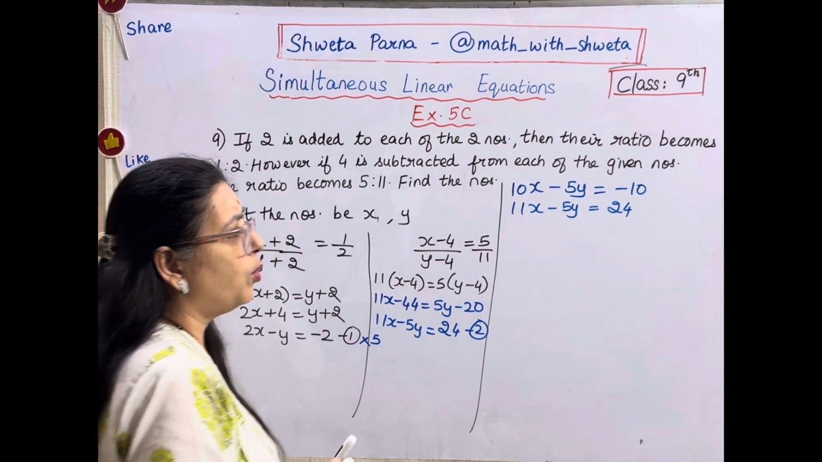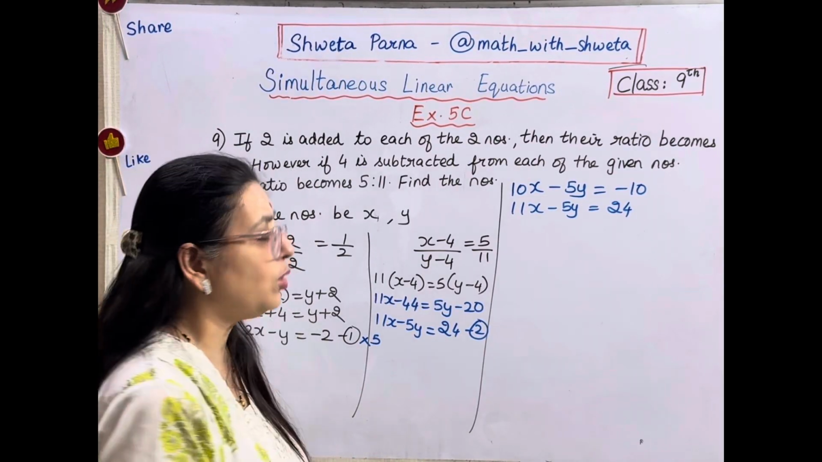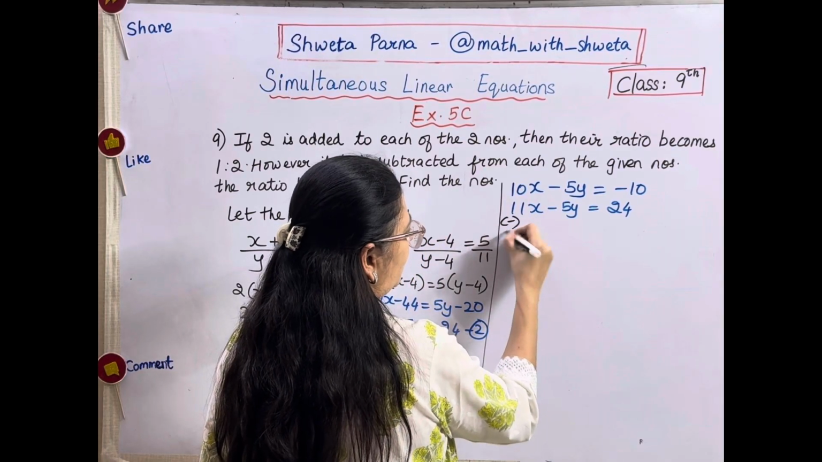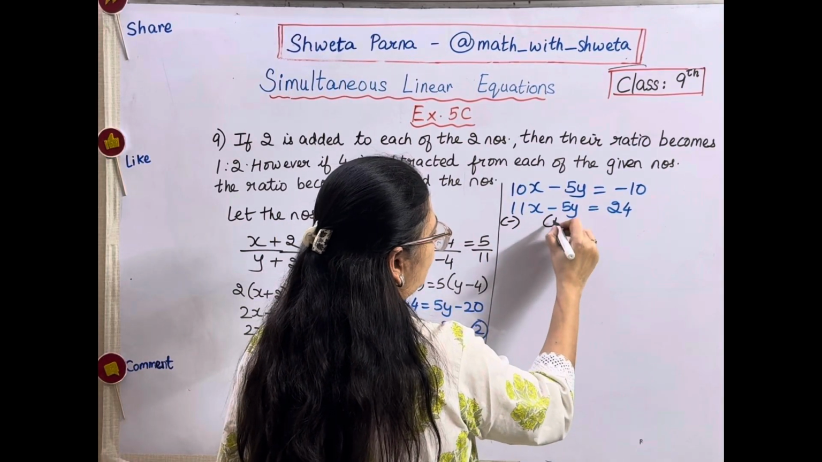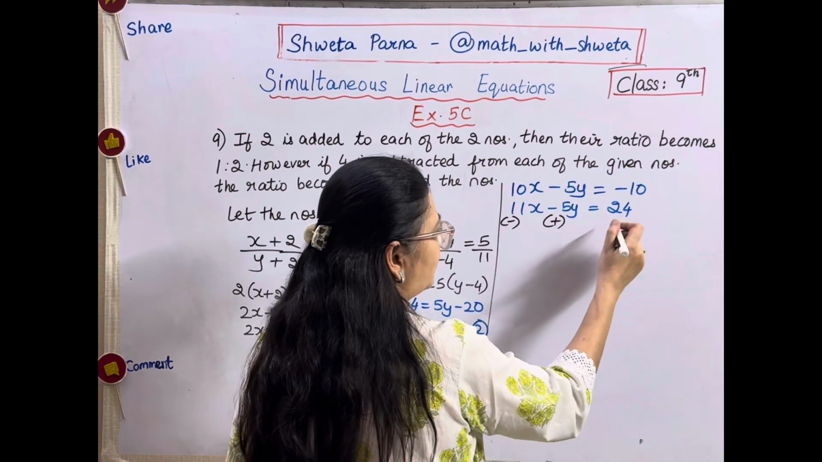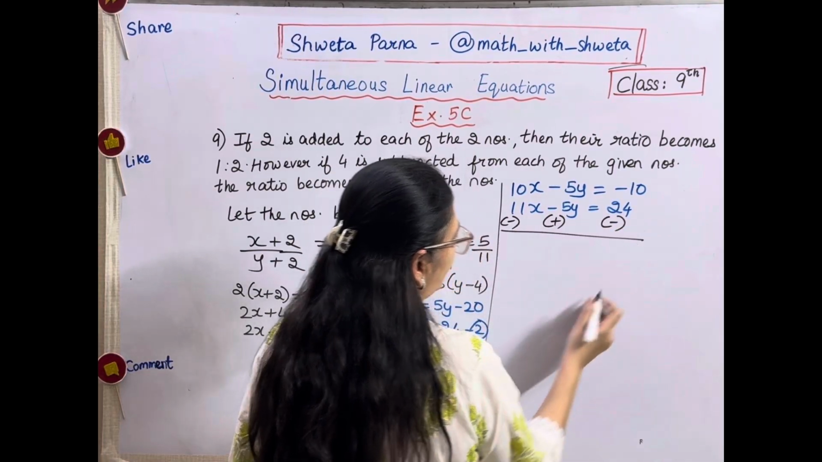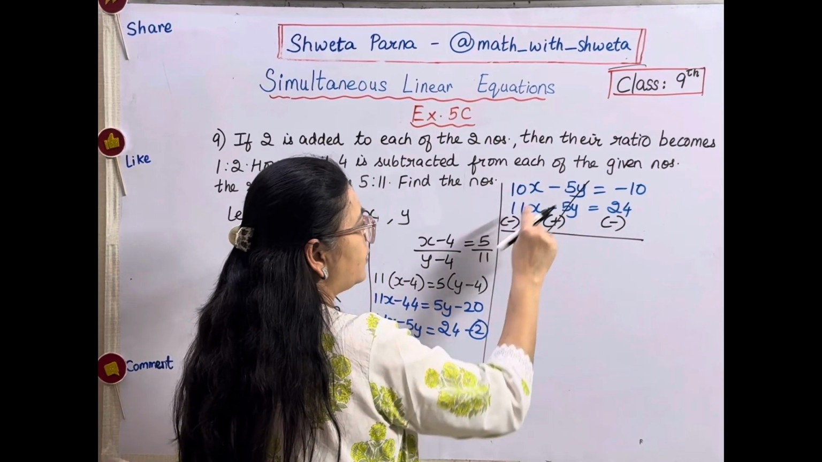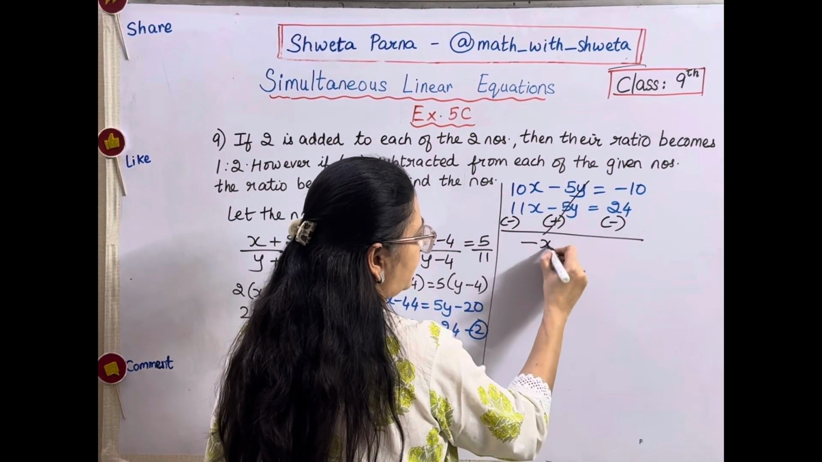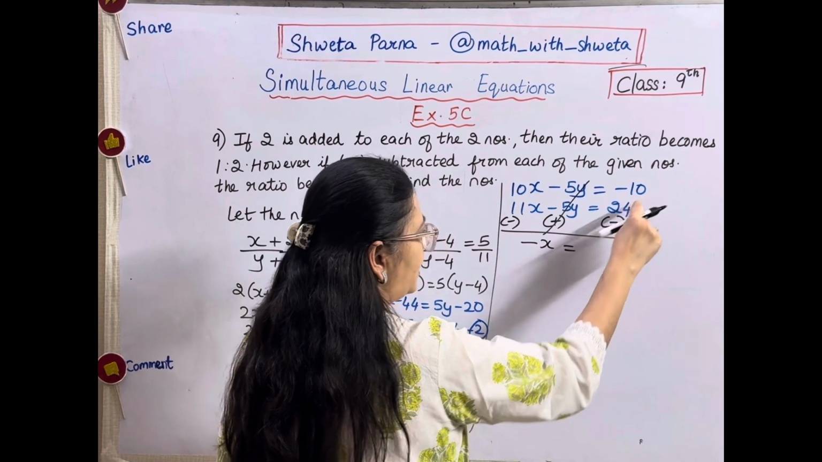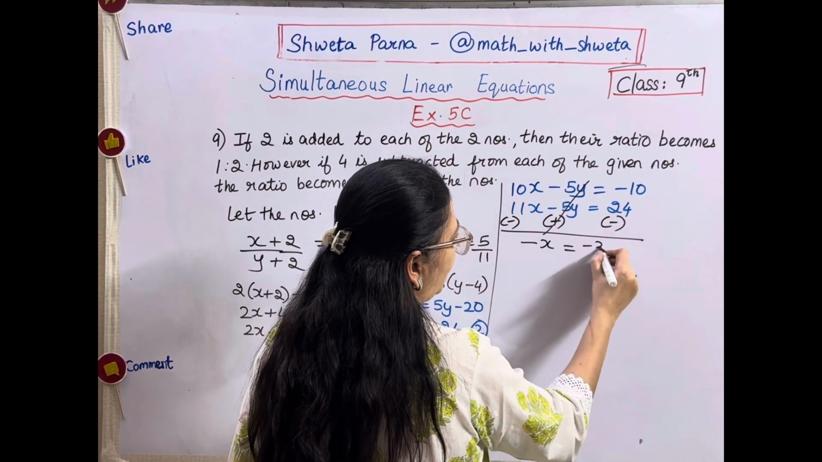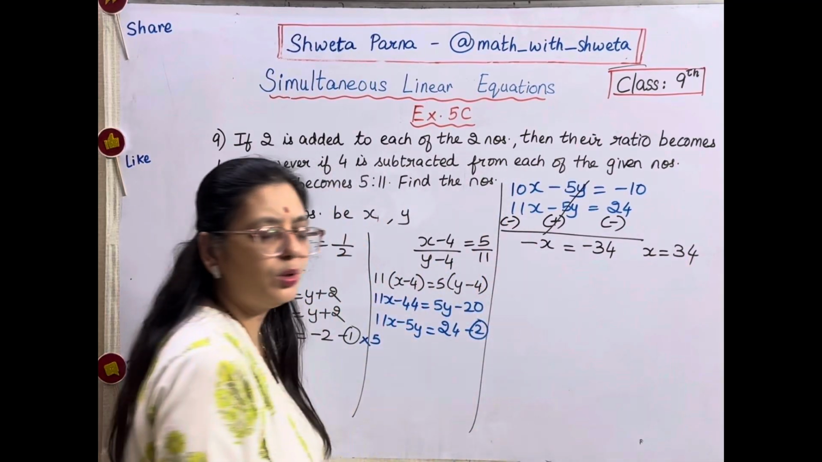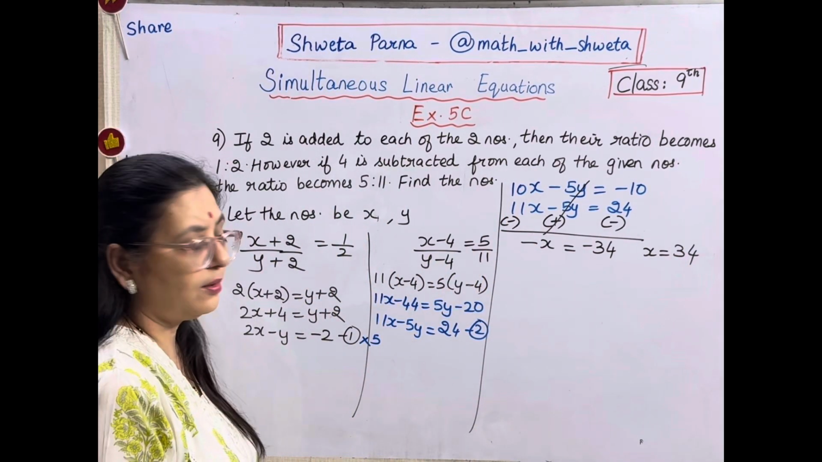Okay. Now both have same sign. So what are you going to do? You will subtract it. So change the sign. 11x is positive, so this will become negative. This is negative, so this will become positive. This is positive, so this will become negative. Minus 5y plus 5y gets cancelled. 10x minus 11x is minus x is equal to minus 10 minus 24 is minus 34. So therefore x is equal to 34. Both the sides you can remove the negative.